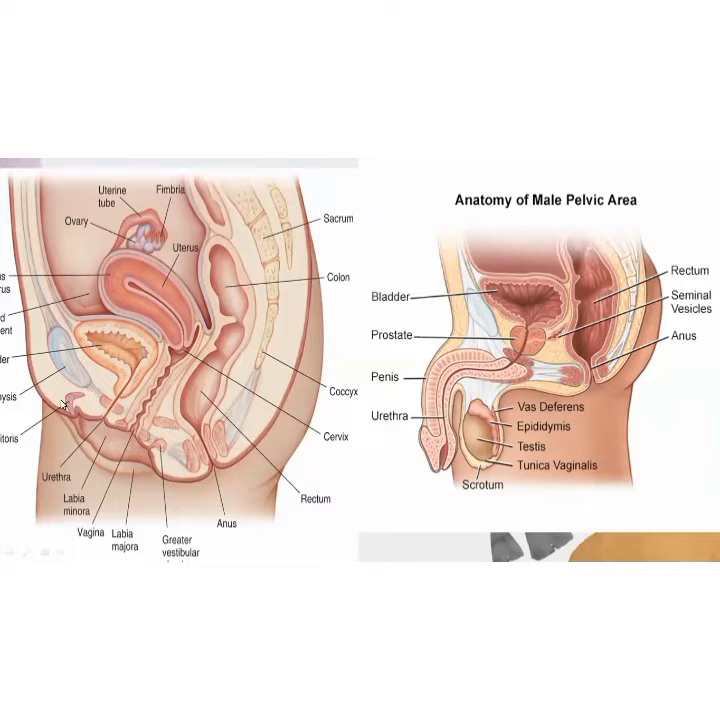and it contains the uterus, cervix, vagina, uterine tubes, the round ligament of the uterus, ovary, ligament of the ovary, and the ureters. These things are present in the genital septum of the female.